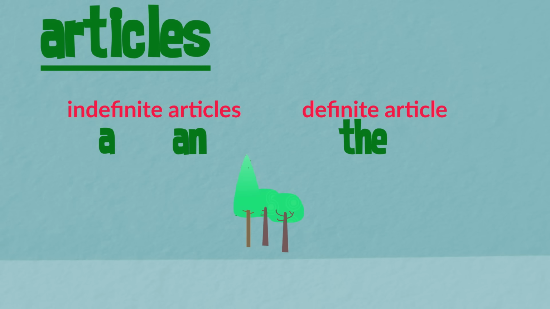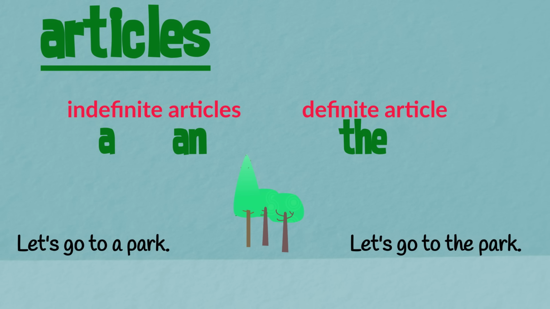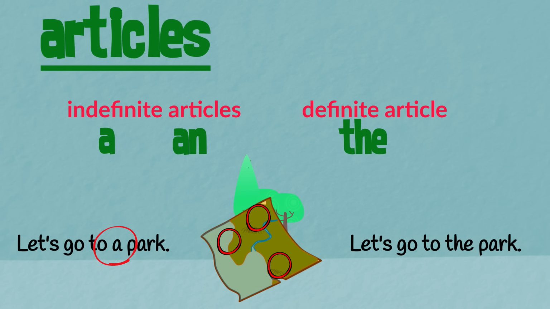Another example. "Let's go to a park." "Let's go to the park." In this sentence, with the indefinite article, which park it is isn't important. In this sentence, the definite article means they have a specific park in mind that they will go to, or they have previously mentioned the park.